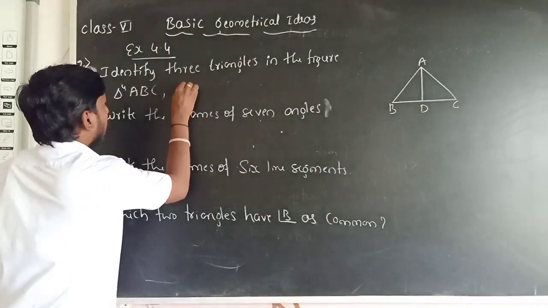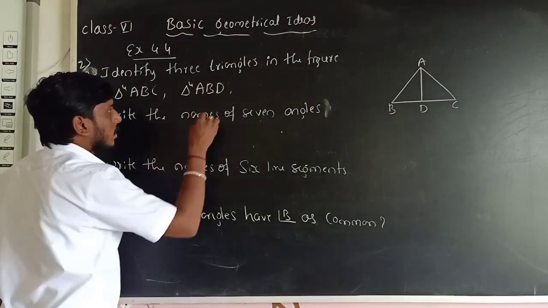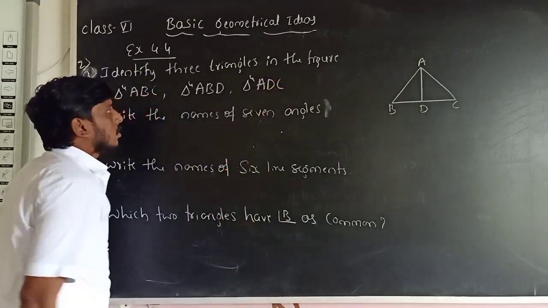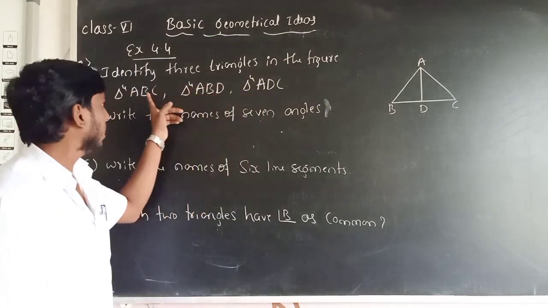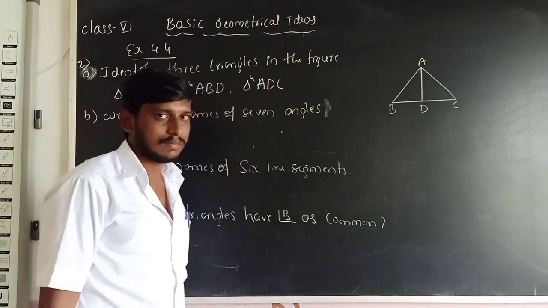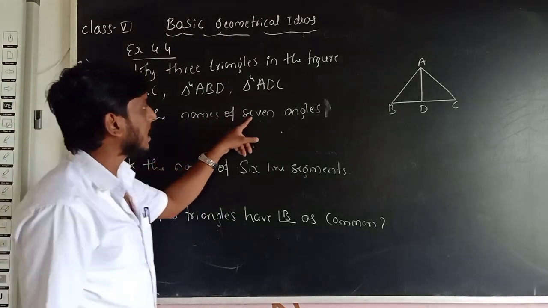First one, triangle ABC. Second one, triangle ABD. Next one, triangle ADC. So how many did they ask? Write three triangles. So triangle ABC, triangle ABD, triangle ADC. Okay. So second one, write the names of seven angles.